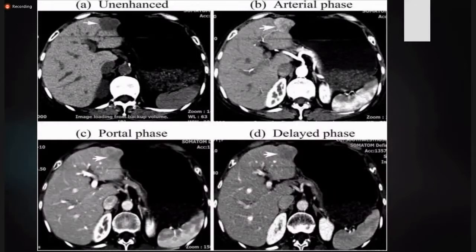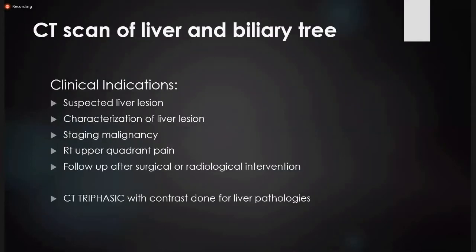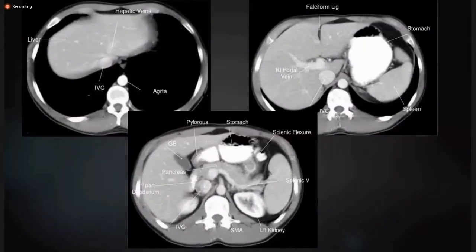First is the plain phase. Second, when contrast is given, again, immediately a CT is taken. Then a CT is taken 60 seconds after, and then a CT is taken 5 minutes after. So we get 4 images of one CT scan at different interval times, so we can further characterize a liver lesion. So when you are prescribing a CT for evaluation of liver lesions, you have to go for CT triphasic. Single phase CT will not give you adequate information. So always prescribe CT triphasic to see liver lesions.